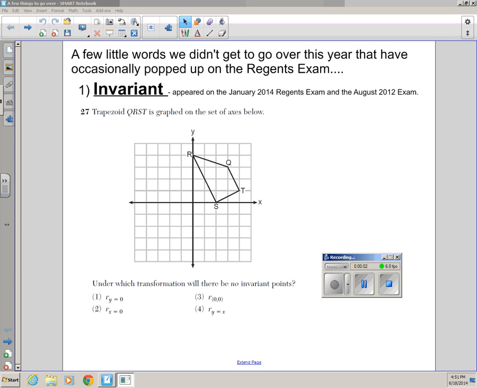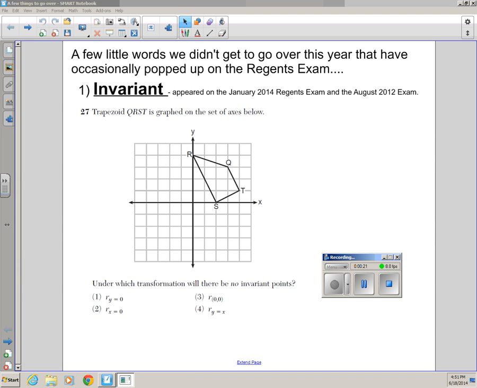All right, guys, in my spare time, I've been perusing some Regents exams, and I just wanted to make you aware of a few vocabulary words we didn't get to go over this year, but they've occasionally popped up on the Regents exam. They're not hard, and they won't be the focus of the exam, but occasionally you get a multiple choice question on them, and I don't want you to be taken aback by the word.